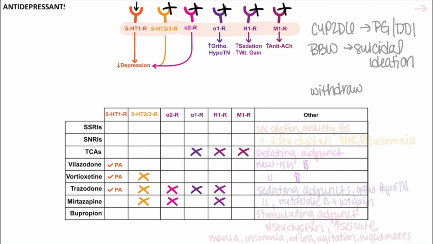So moving to our first group of agents, which is our SSRIs, and their mechanism is going to lead to this increased level of serotonin, which is going to agonize all of our serotonin receptors, even our serotonin 2 and 3 receptor subtypes, which are the ones that can cause sexual dysfunction, anxiety, and GI distress.